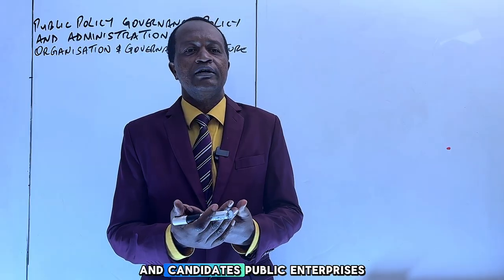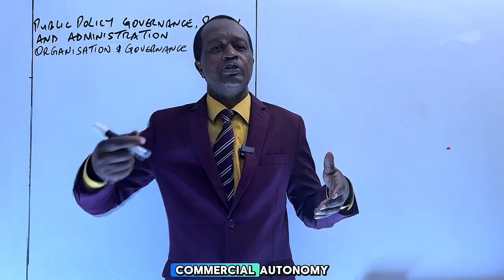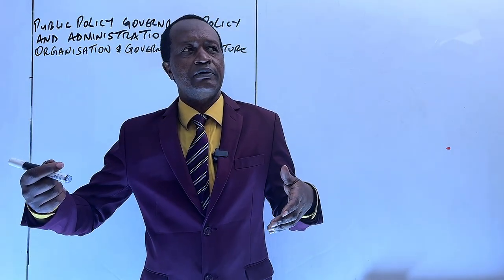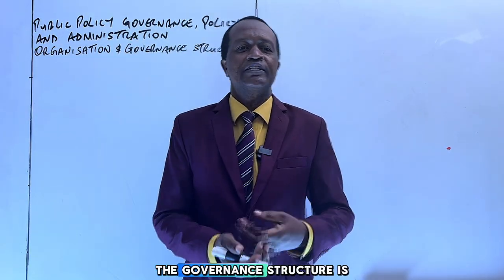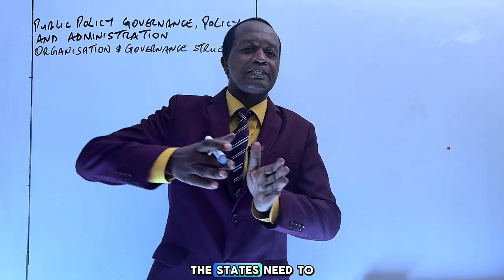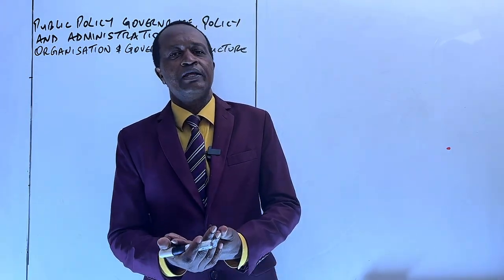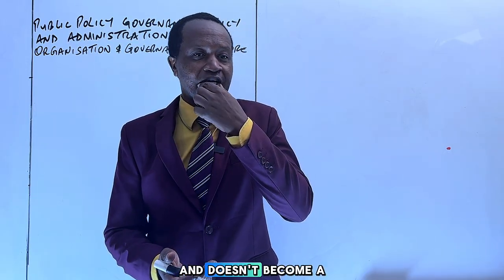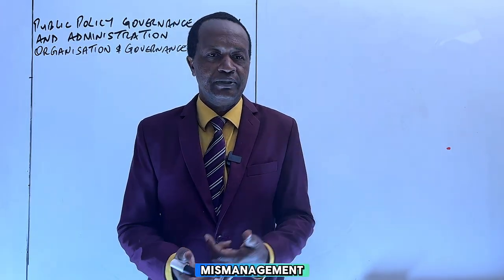And candidates, public enterprises, we all know, operate with a degree of commercial autonomy, but mainly remain publicly owned. You understand? Yes. The governance structure is what balances that autonomy against the state's need to ensure the entity serves public interest, and also that the entity remains financially sound and doesn't become a vehicle for patronage or mismanagement.